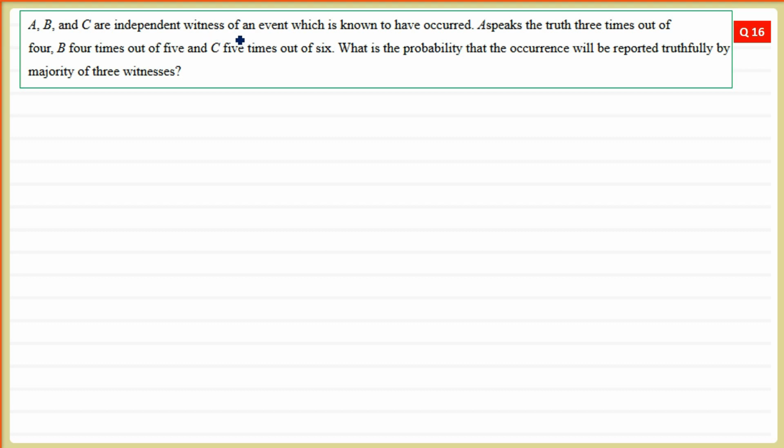A, B, C are independent witnesses of an event which is known to have occurred. A speaks the truth 3 times out of 4, B 4 times out of 5, C 5 times out of 6. What is the probability that the occurrence will be reported truthfully by a majority of 3 witnesses? So the probability of A telling the truth is 3 out of 4, 3 by 4. Probability of A not speaking the truth, or uttering a falsehood, is 1 minus 3 by 4, which is going to come as 1 by 4.